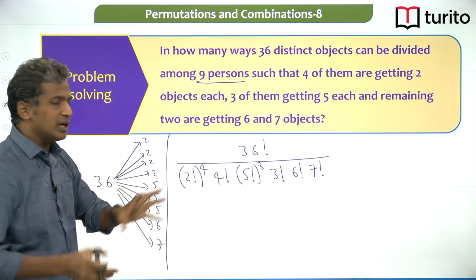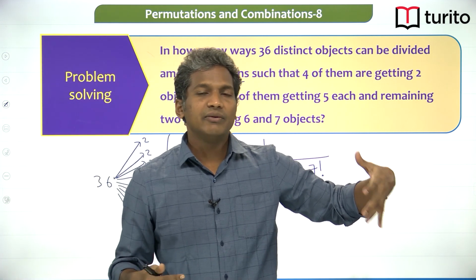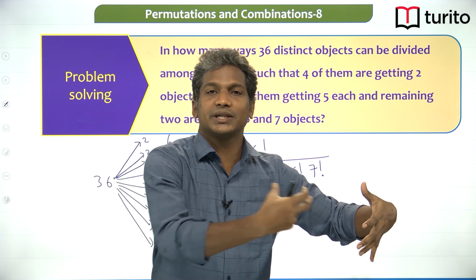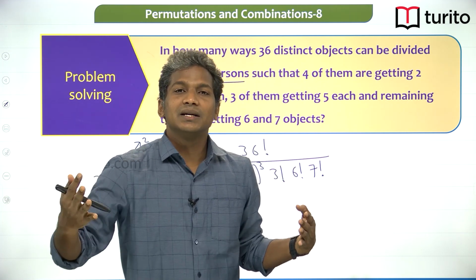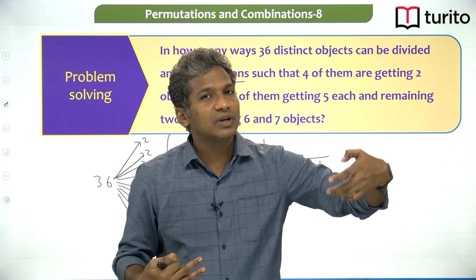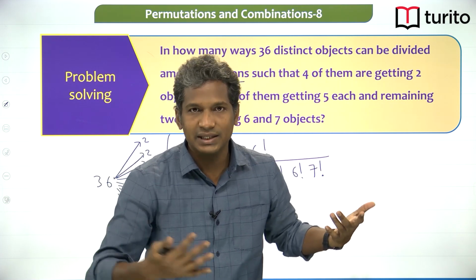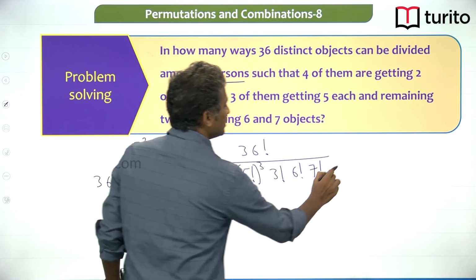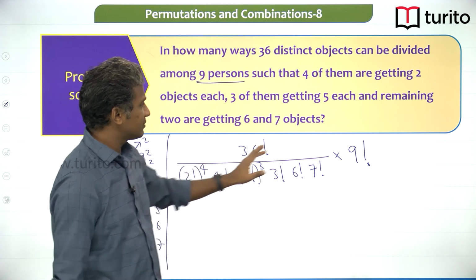Now till here we have formed 9 groups, but there are 9 persons waiting there. Every person should be getting some objects, right? In how many ways you can do that? This is just like distributing 9 chocolates to 9 persons, or placing 9 people in 9 seats. So that's going to be 9 factorial. Okay. So we have to multiply this with 9 factorial.